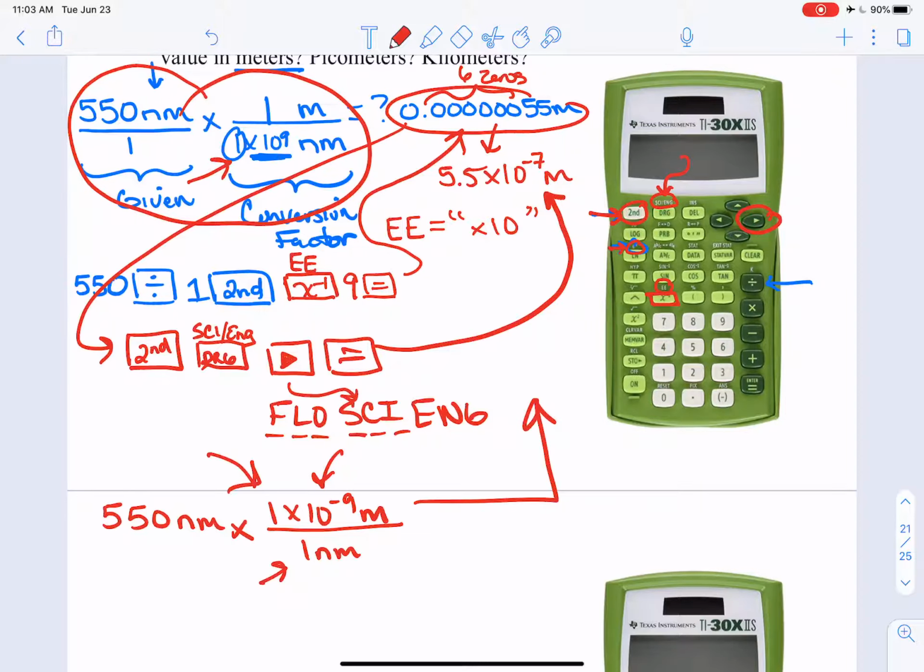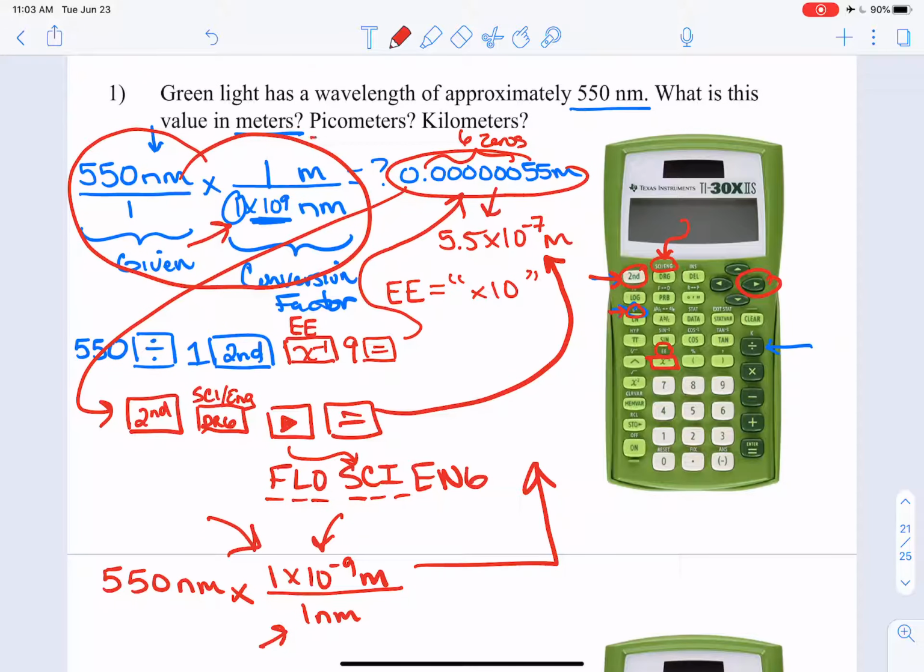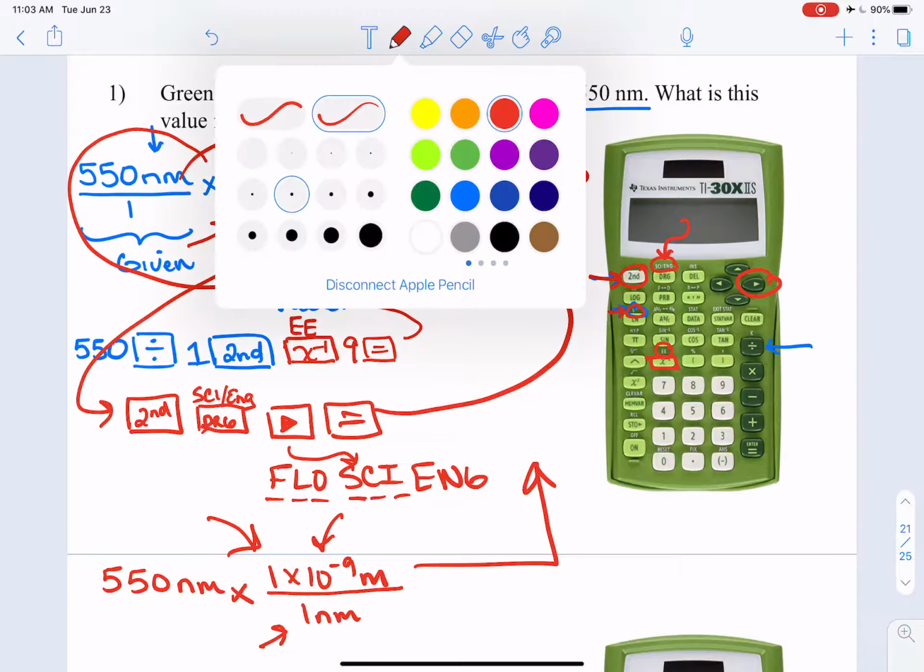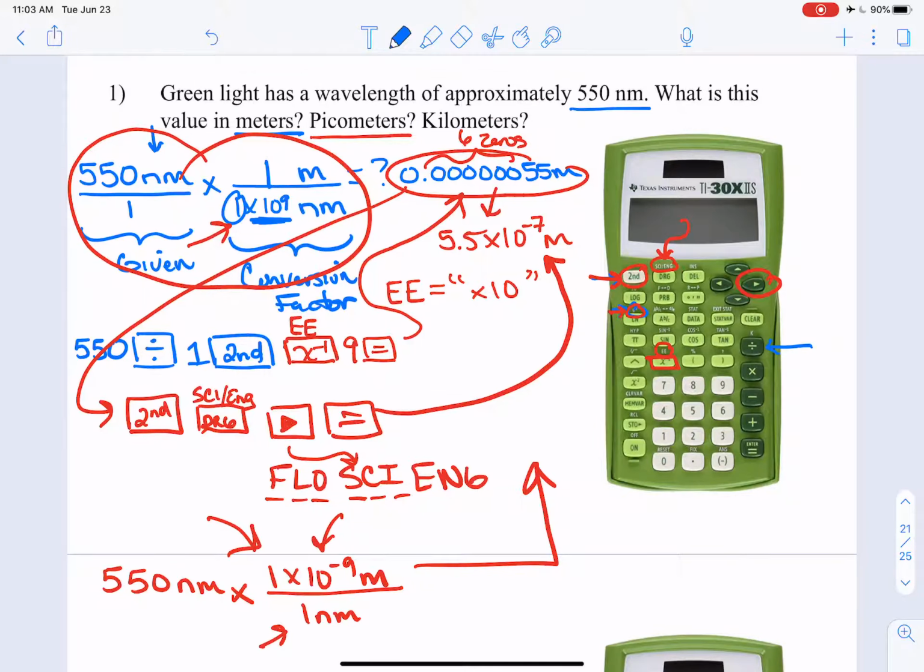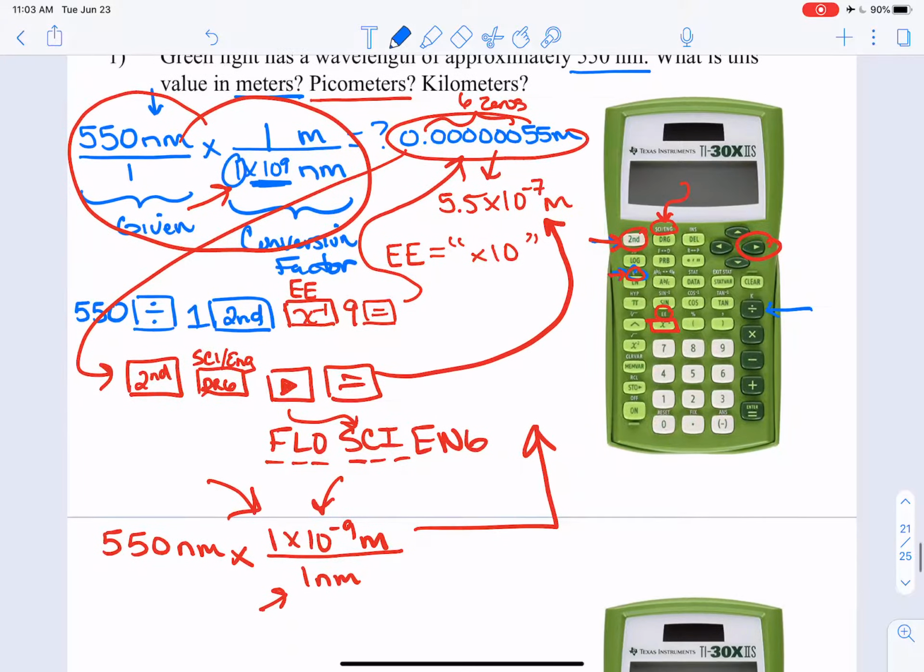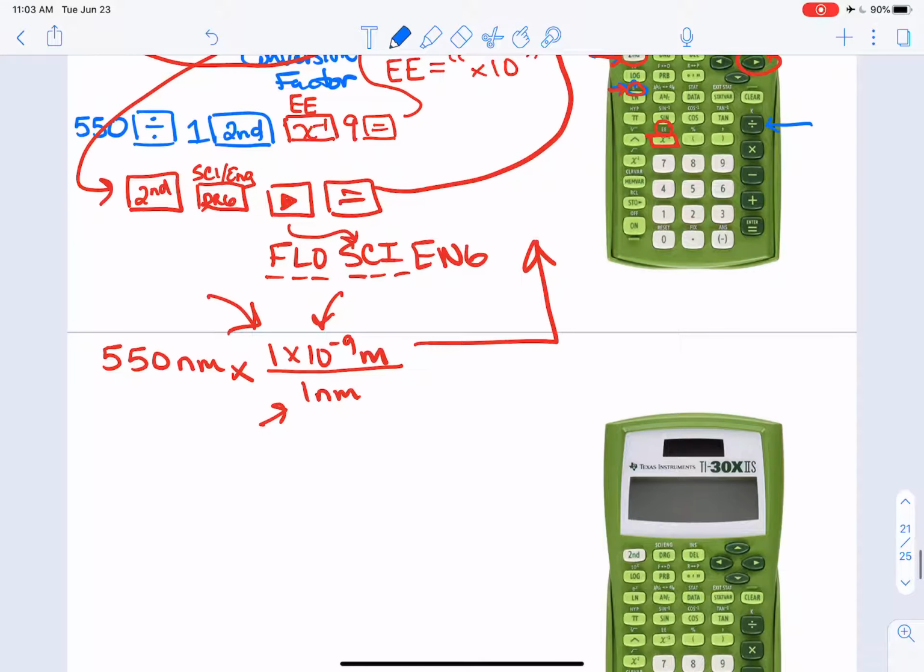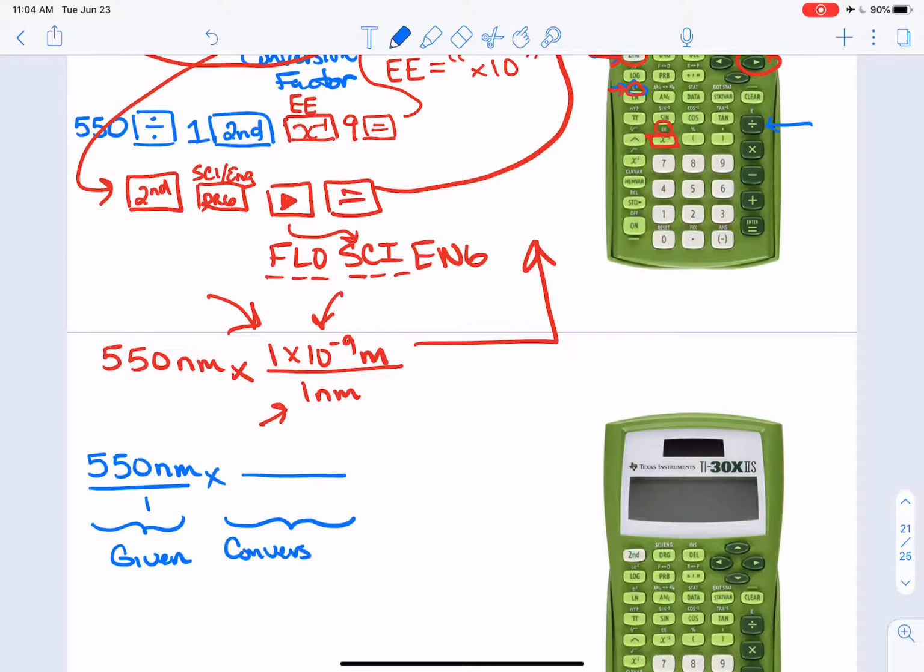All right, we're not done with this problem. So we want to do picometers. So let me switch back to blue for picometers. And what we're going to do is go with the given again. So we've got 550 nanometers, and we need to get out of nanometers. Now, if you need to put 1 down here, that's fine. And we're going to need to use what to get out of nanometers? A conversion factor.